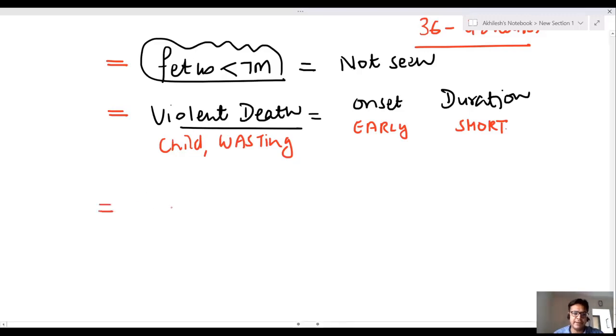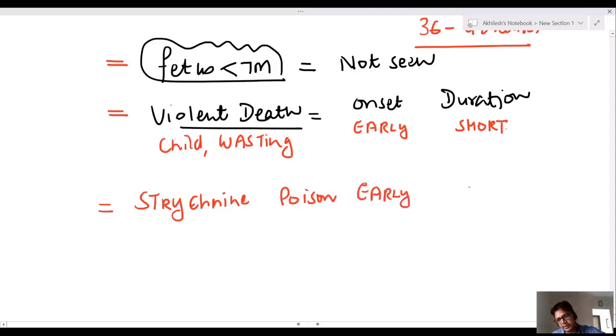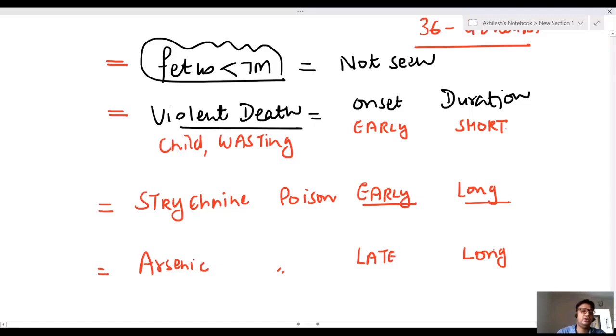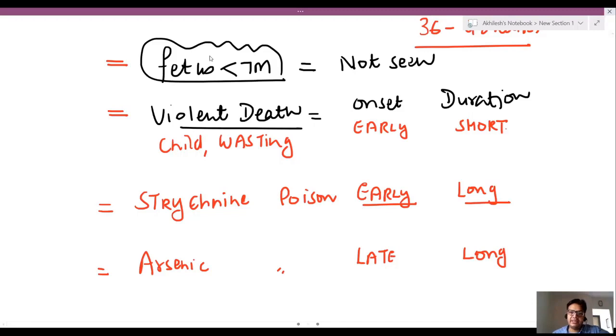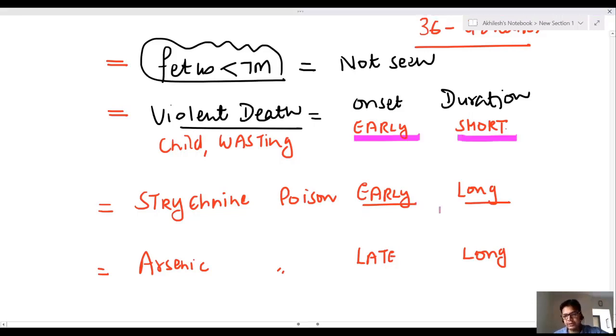In strychnine poisoning, this is another important word, it comes early and duration is long. And in arsenic poisoning, it comes late and duration is long. Again, I'm revising, my dear friend. In violent death, it comes early and duration is short. In strychnine poisoning, it comes early and duration is long. Arsenic poisoning, it comes late and duration is long.